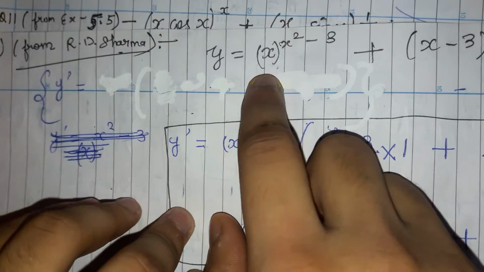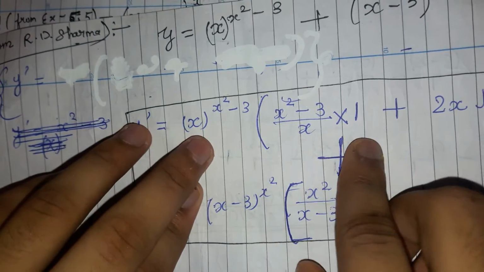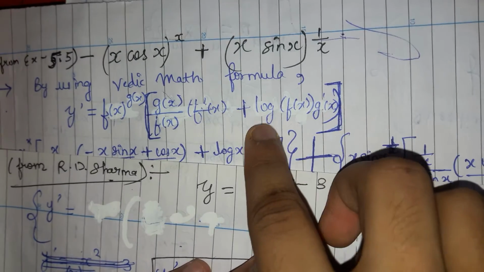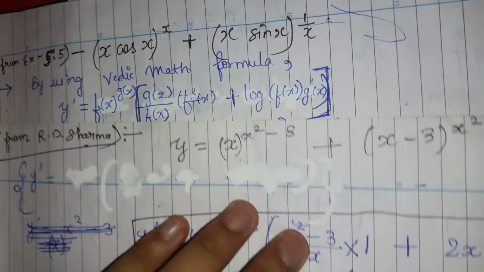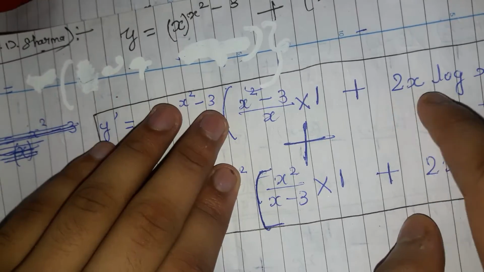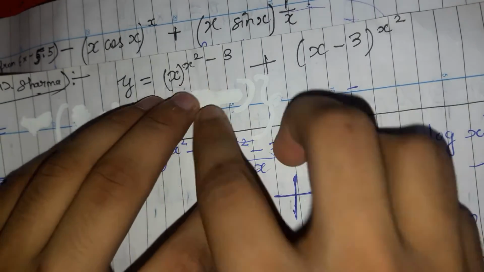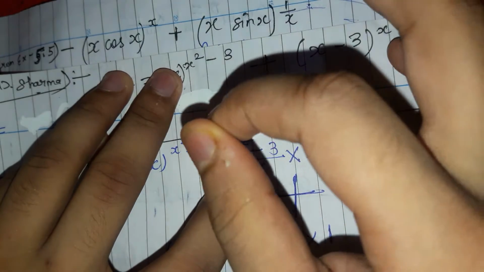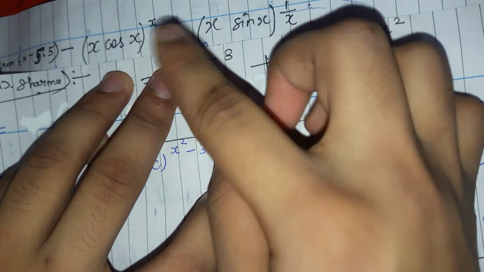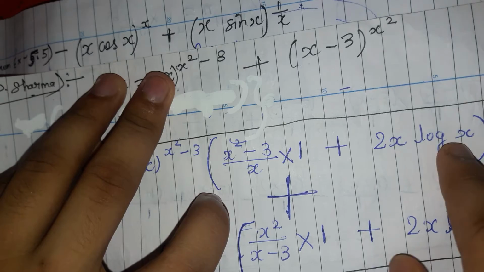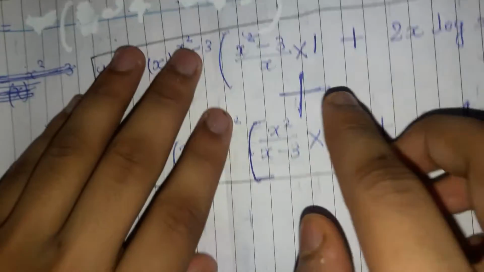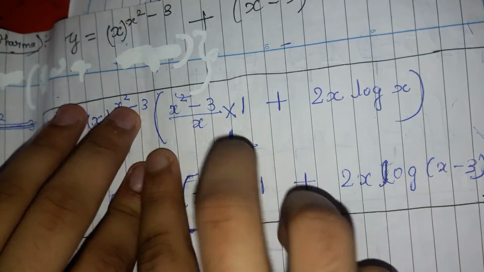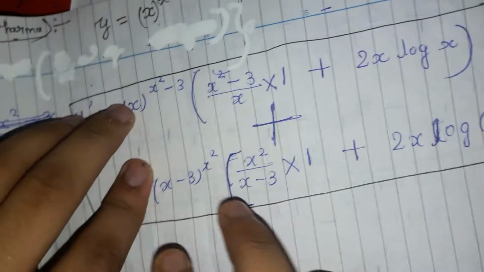So dx by dx becomes 1 plus, what the formula says, log fx g dash x. Here I did 2x, means I have differentiated this: differentiation of x square minus 3, differentiation 0, and x square differentiation 2x, so 2x log x, log fx is what, here fx is x, so log x. This is the first part. Similarly solve the second part also.